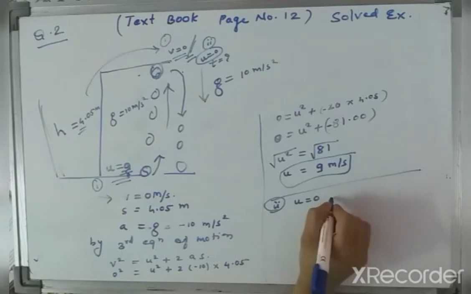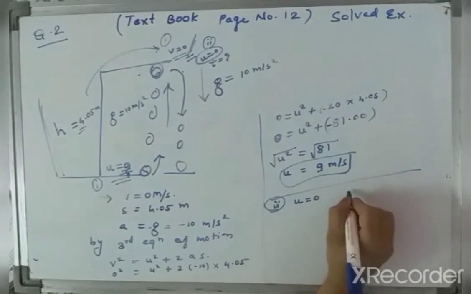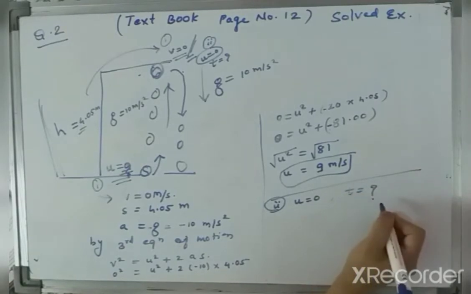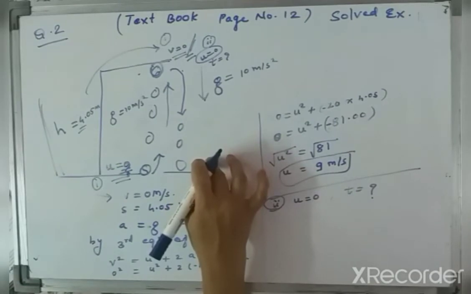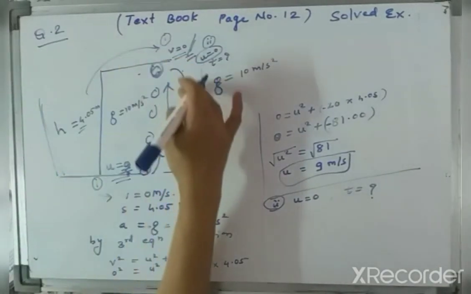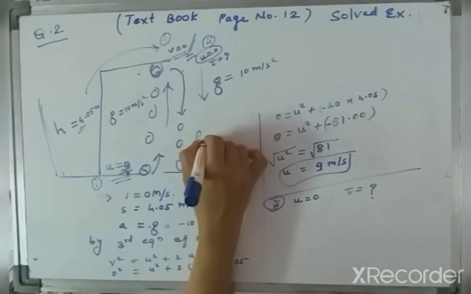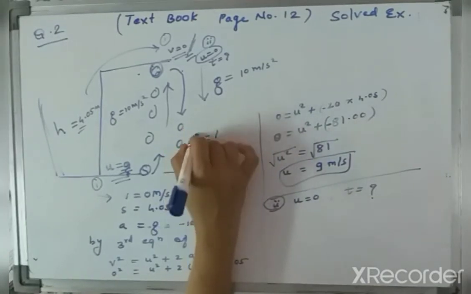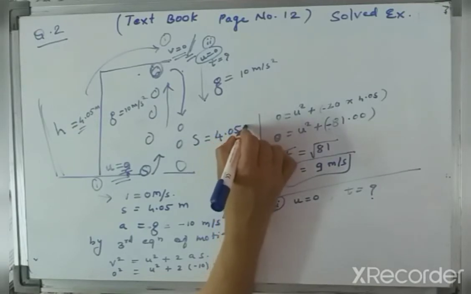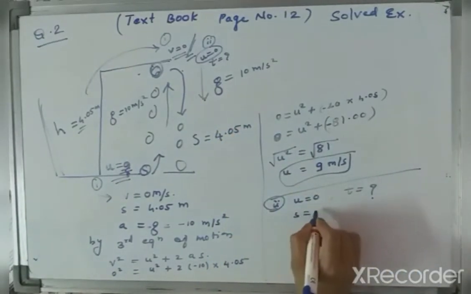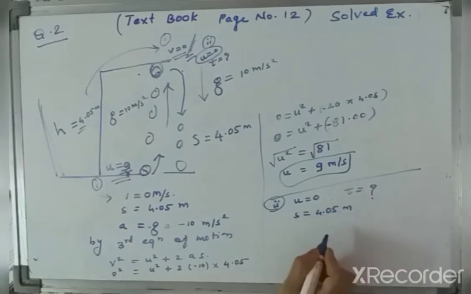Now suppose it takes time t. Time we have to calculate to come down. Distance traveled by the ball: how much it will go up, that much only it will come down. So here also, how much will be the displacement or distance it will travel? 4.05 meters. So here also distance is 4.05 meters. And velocity and acceleration are in the same direction.